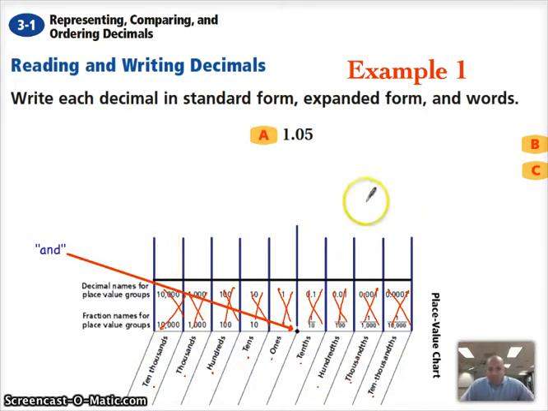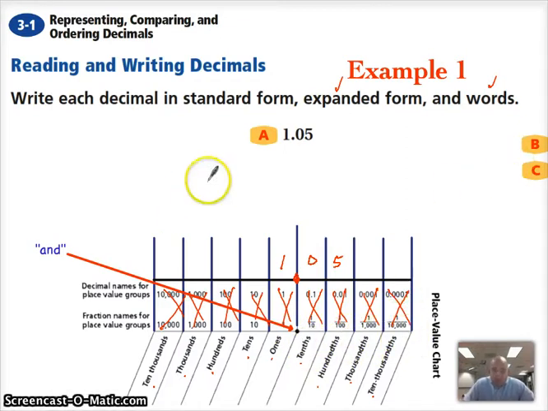Okay. So let's go ahead and take a look at 1 and 5 hundredths. Now, since this is in standard form, we need to write it in expanded form and in words as well. Let's go ahead and put this in the chart. The 1 is in the ones place, then there's the decimal, then we have the 0 and the 5. If we look at this carefully, the 0 is in the tenths place, and the 5 is in the hundredths place. Notice the TH. Tenths, hundredths, thousandths, and ten-thousandths.